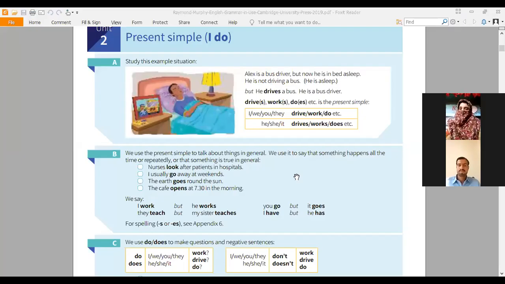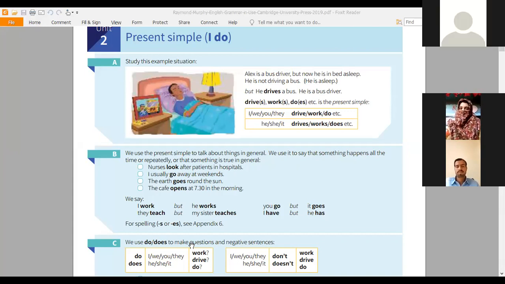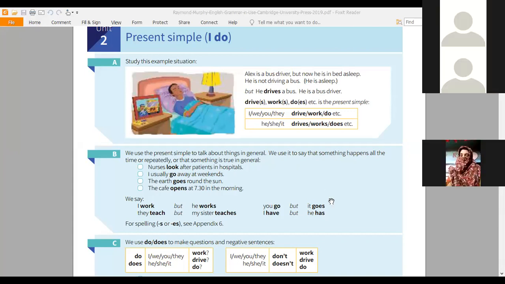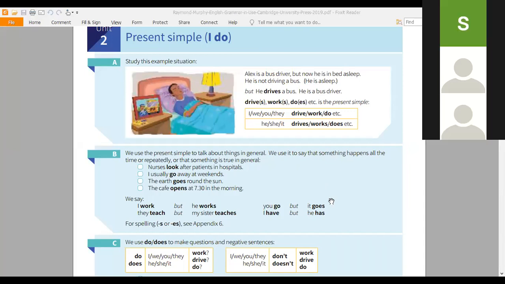All right, so what is the difference between present simple and present continuous tense? Can anybody share, please? What is the difference between present continuous and present simple tense? Anyone would like to share?